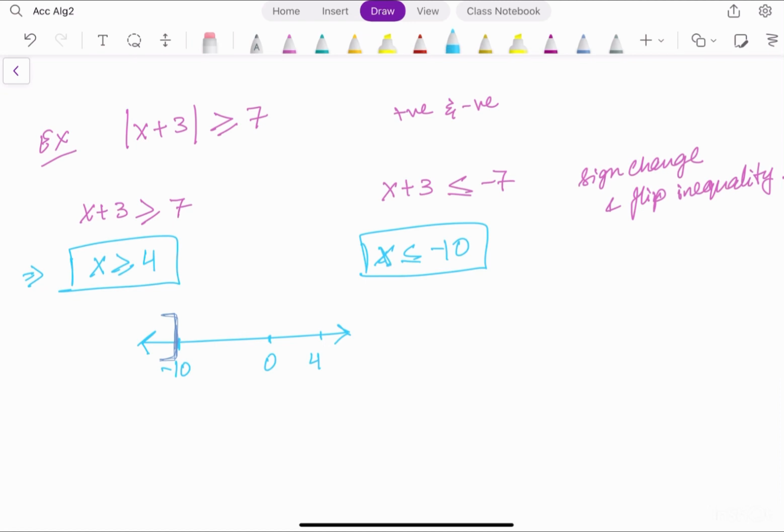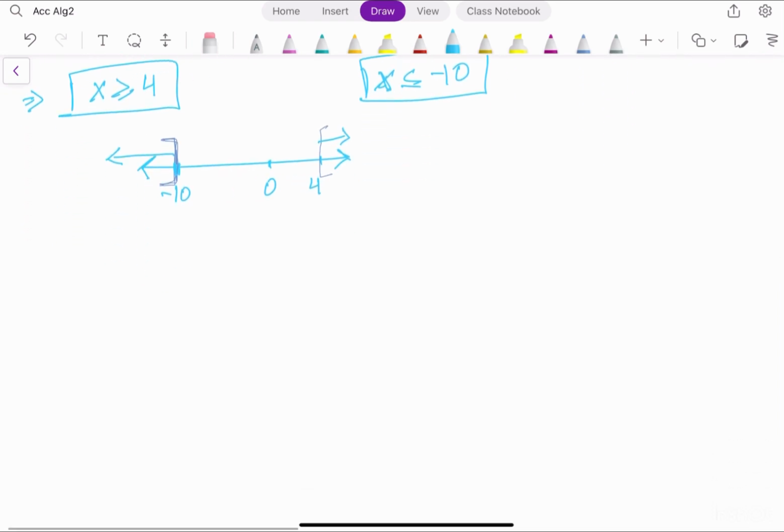For x is greater than or equal to 4, so 4 is included, and anything increasing from 4, anything more than 4 will be included. So 4 and anything greater than 4. So if you look at the graph, the 2 values, they are not facing each other, they are facing away from each other.